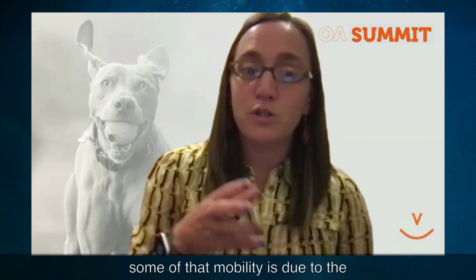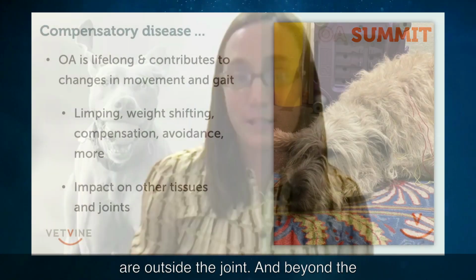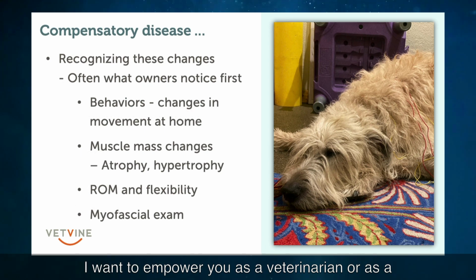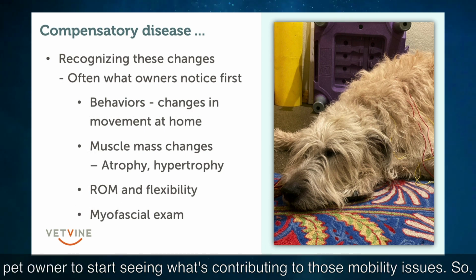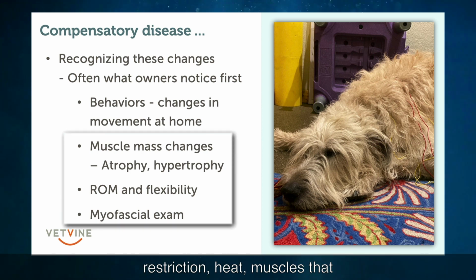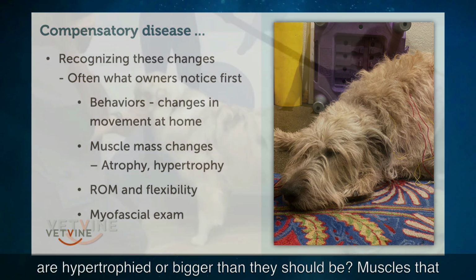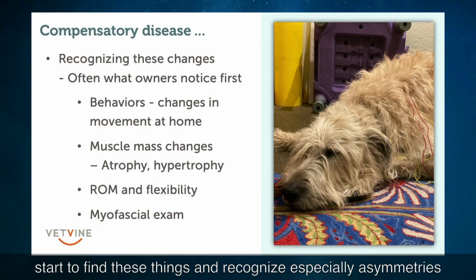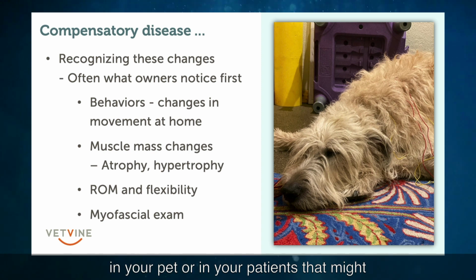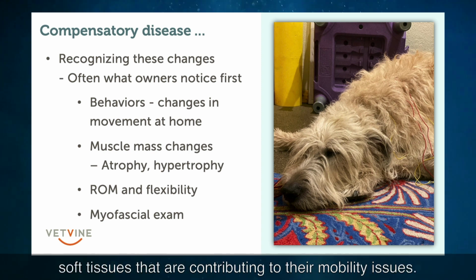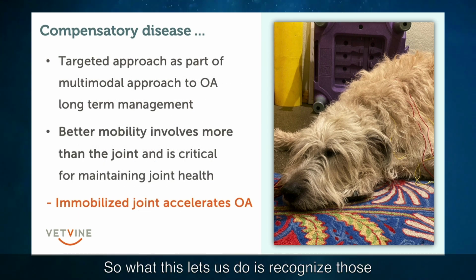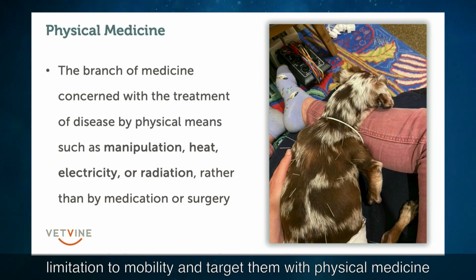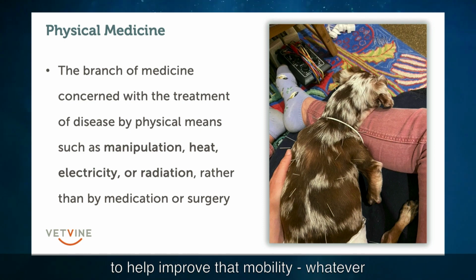And some of that mobility is due to the joint itself, but also due to some of the tissues that are outside the joint. And beyond the owner recognizing these behaviors, I want to empower you as a veterinarian or as a pet owner to start seeing what's contributing to those mobility issues. So can you feel their muscles? Can you look for things like tightness, restriction, heat, muscles that are hypertrophied or bigger than they should be, muscles that are atrophied or smaller than they should be? You can start to find these things and recognize especially asymmetries in your pet or in your patients that might guide you to some of the changes in their soft tissues that are contributing to their mobility issues. So what this lets us do is recognize those areas that are causing some restriction or causing some limitation to mobility and target them with physical medicine to help improve that mobility, whatever it may be.